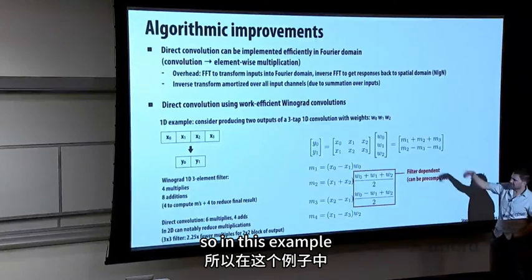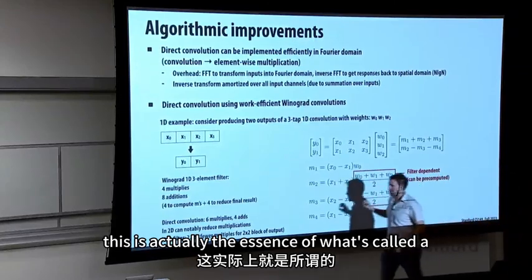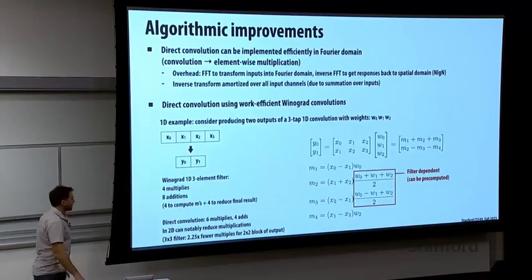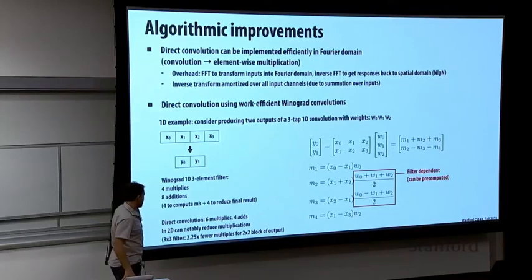So in this example, this is actually the essence of what's called a Winograd filter. So you might have heard of a Winograd convolution. I've taken direct convolution.